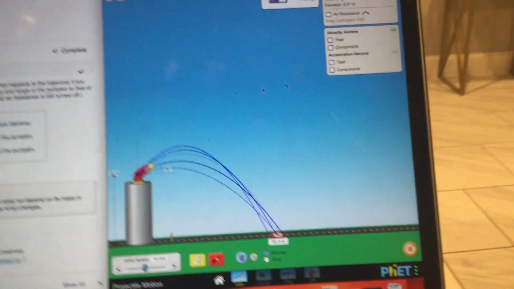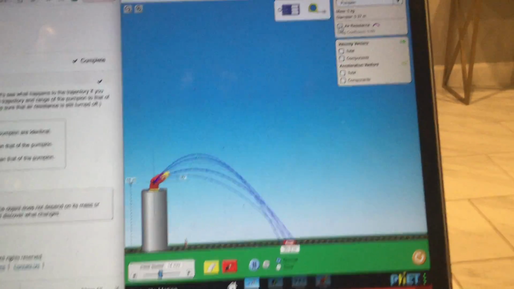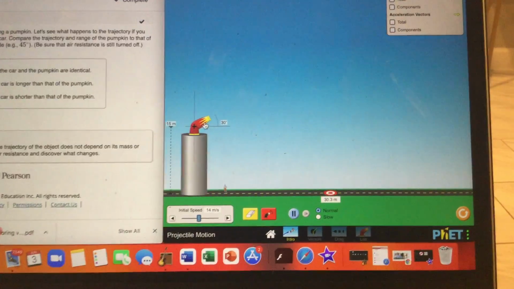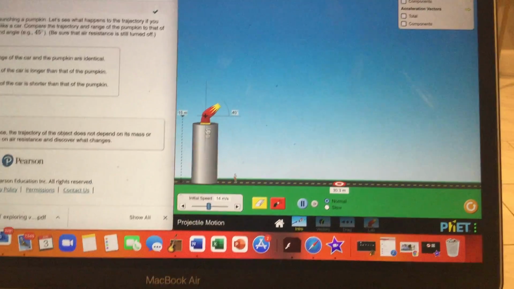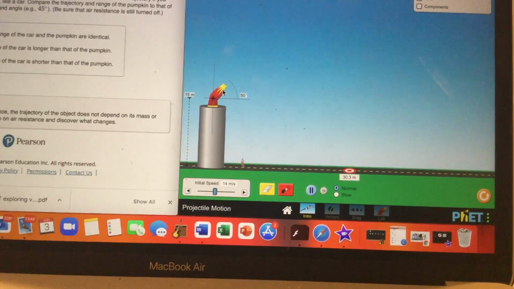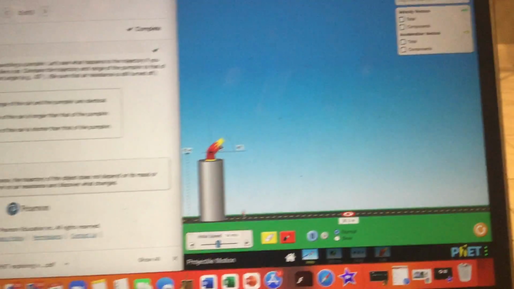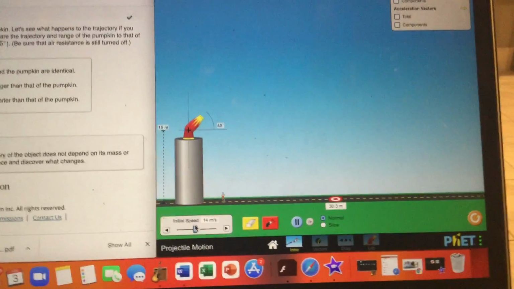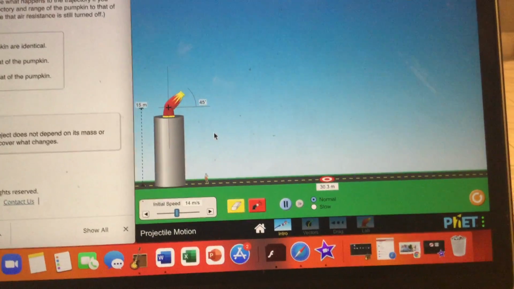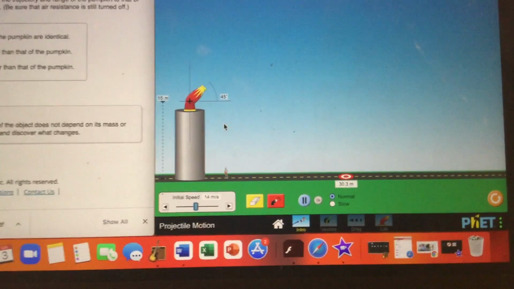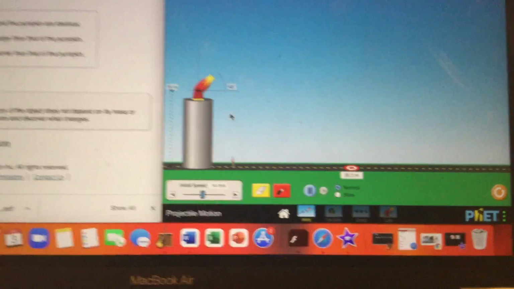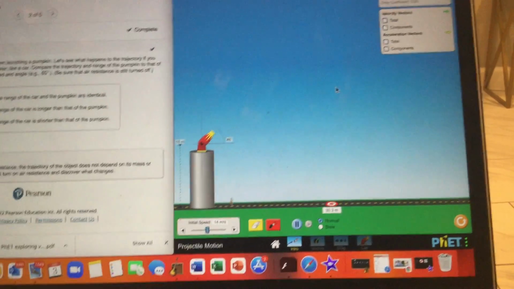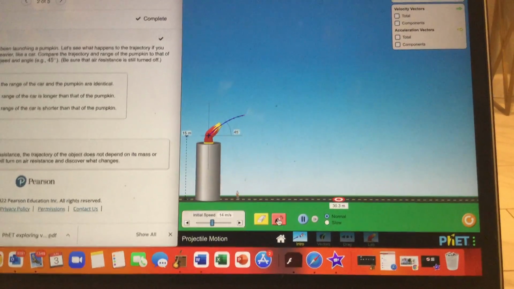Okay, with no air resistance, when we test this, we should find that they move identically. And we know that because we've done tests on the moon, for example, and we found that a feather and a baseball can fall at the same rate. They fall at the same time because there's no air resistance in space. So we'll test that out right now and we'll see that to be true.